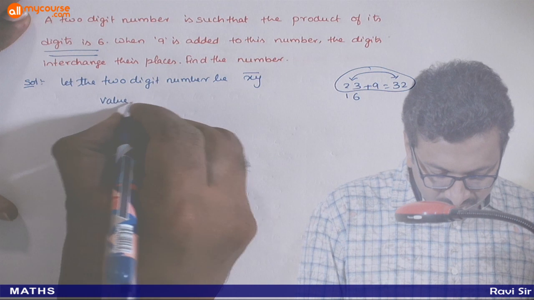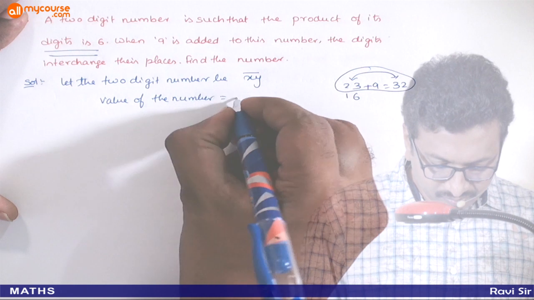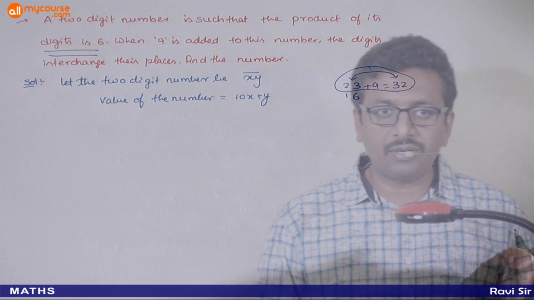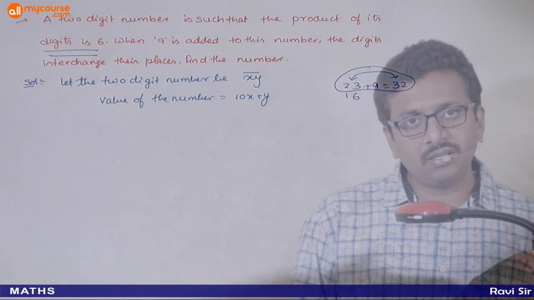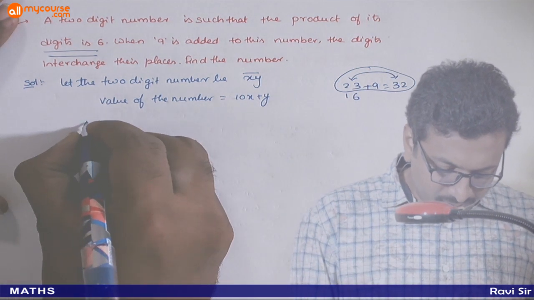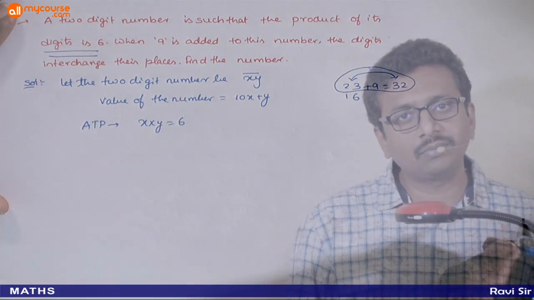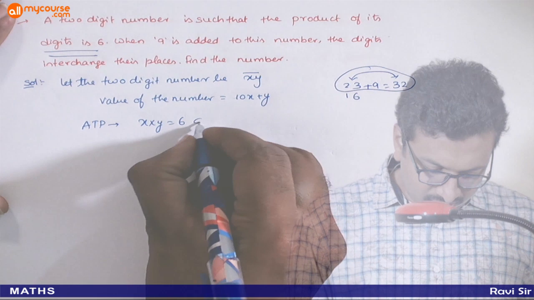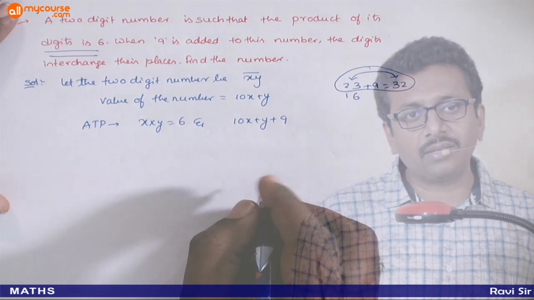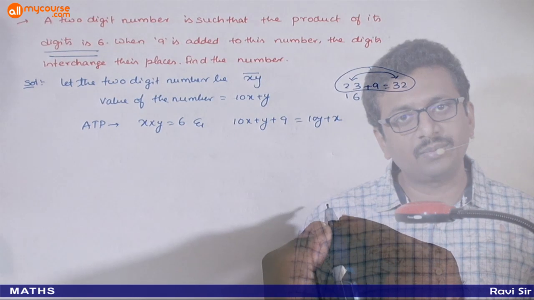So what is the value of the number? Value of the number is equal to 10x plus y, right? The value of a 2-digit number is 10 times the tens digit and 1 times the ones digit. So according to the problem, there are two conditions. x into y is equal to 6, the product of the digits is 6. And 10x plus y को आप 9 add किया तो the number becomes yx. yx is nothing but 10y plus x.